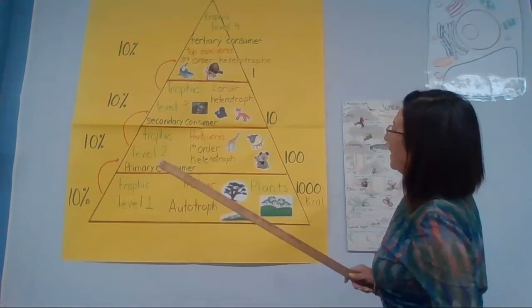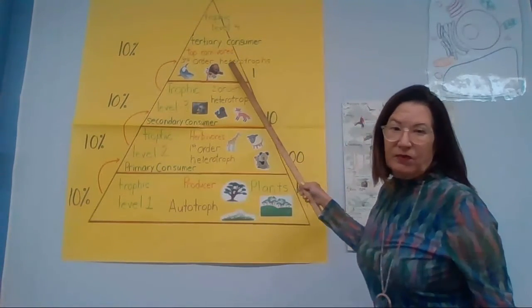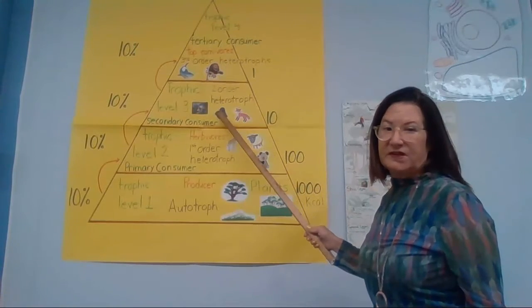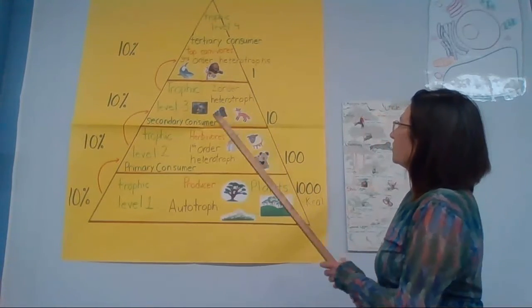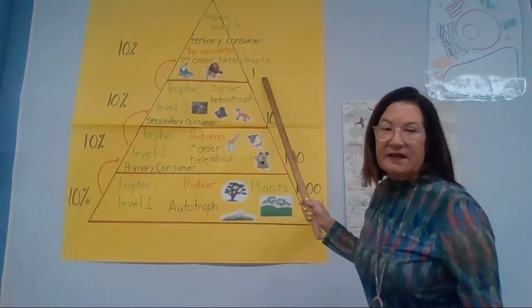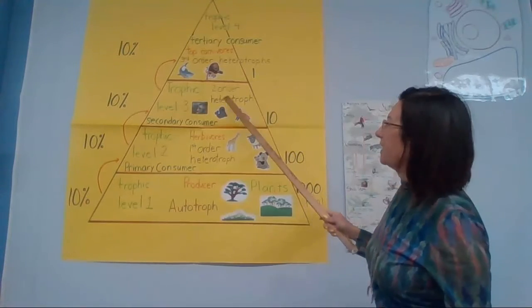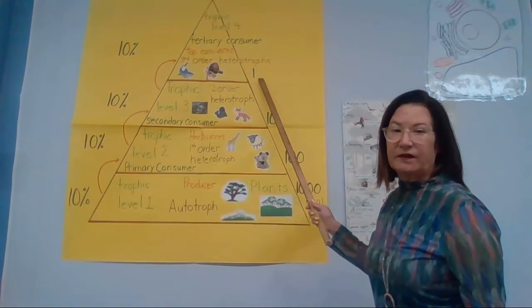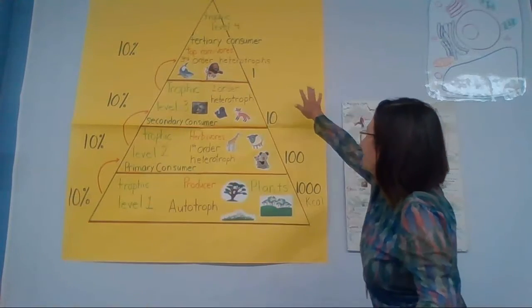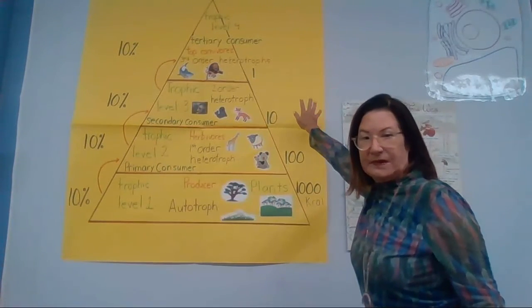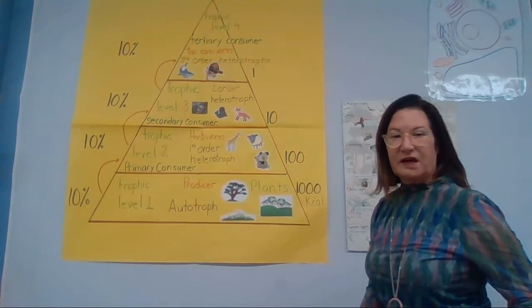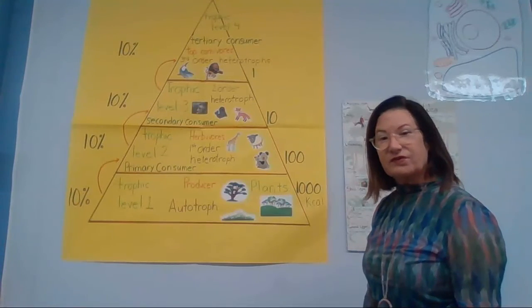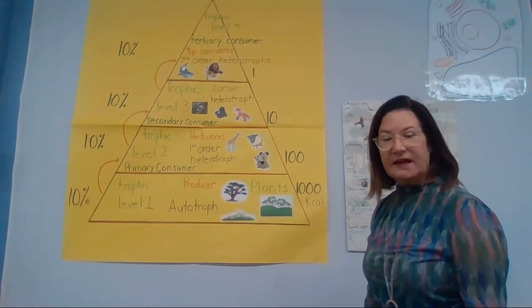And then if my top carnivore eats one of these guys here, it's only going to get 1% of the energy, because 10% of 10 is 1. So the rest of that energy is lost as heat to the environment. All right, and that's a good overview. So we're going to do some work in our notebook.